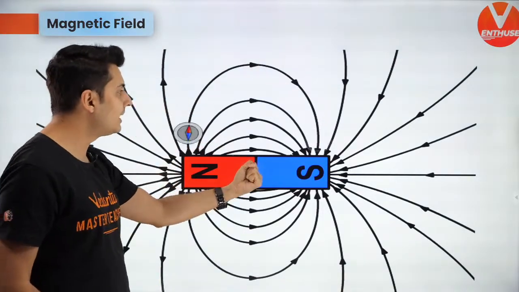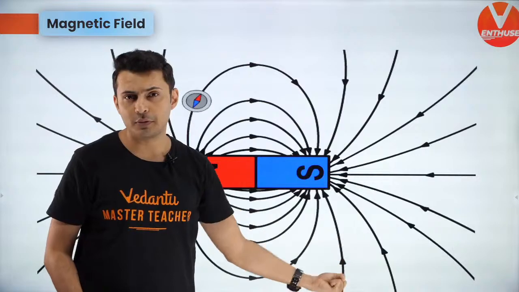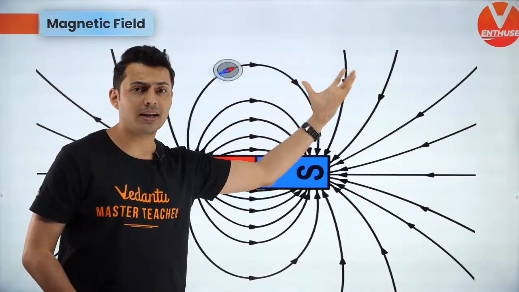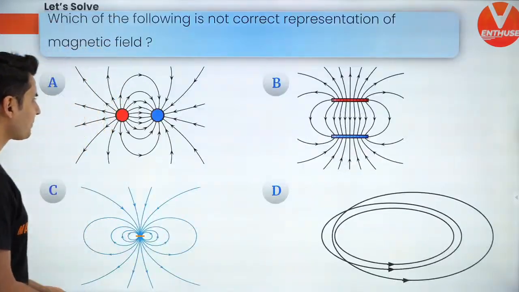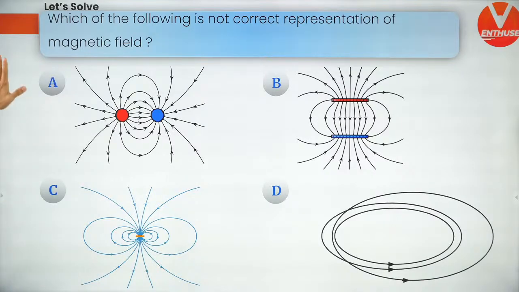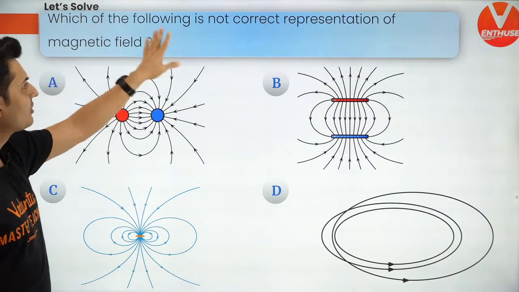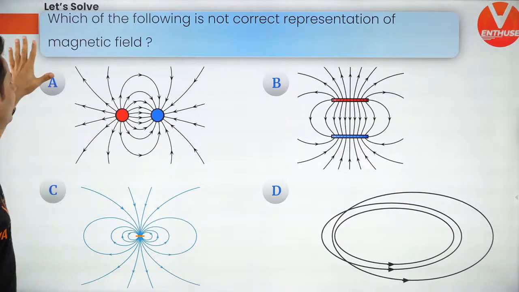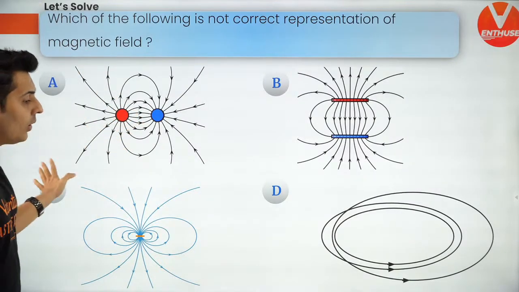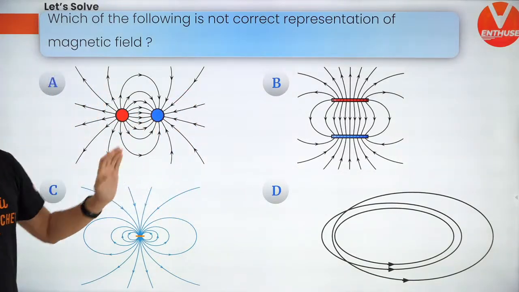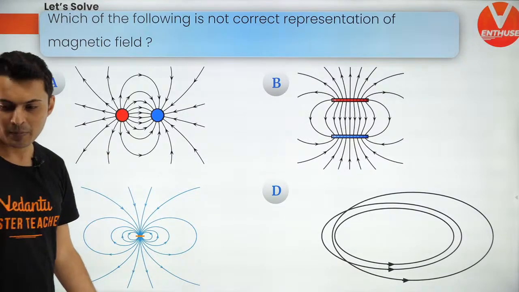Only when you know the field of a magnet can you find out the force and how it affects other things. So let's see how many of you can get this question. Which of the following is not the correct representation of magnetic field? More than one may be correct. Understand? Let's see how many of you get it.